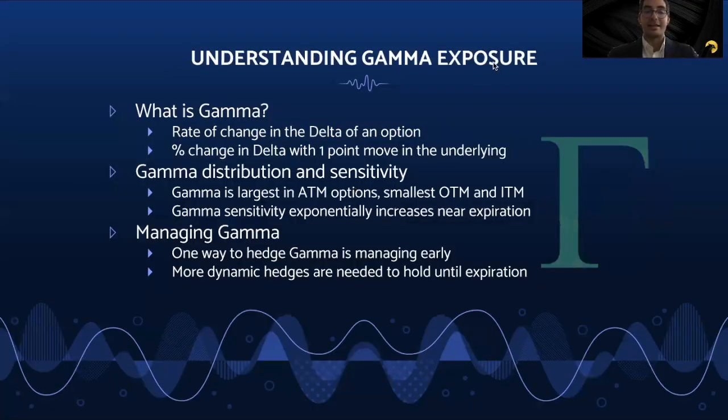Moving on, gamma. Gamma can be a little bit tricky, but gamma is the rate of change in the delta of an option. Gamma values are the largest in at-the-money options and smallest in the money and out-of-the-money options. Gamma sensitivity exponentially increases as expiration nears. Gamma is important to keep in mind when hedging deltas because low gamma positions require less maintenance than high gamma positions. One way to reduce the risk is managing early. Gamma hedging attempts to reduce or eliminate the risk created by changes in an option's delta.